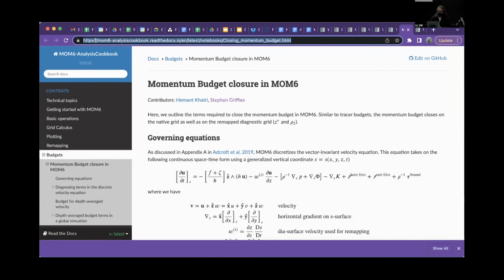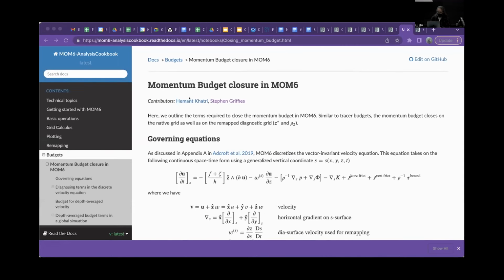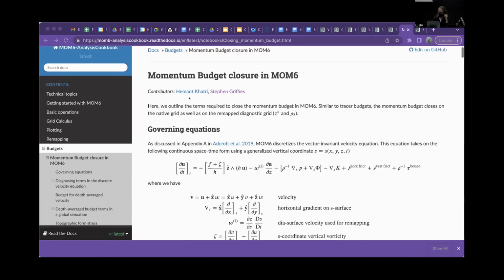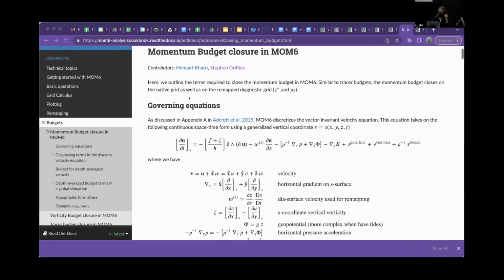Momentum. Let me paste this into the chat. This is another cookbook that Rof has that I helped write with Hemant Khatri, a former postdoc, now at Liverpool. We are interested in the depth integrated vorticity, but to do that, we needed to have the momentum budget terms. And that was something that took a bit of work. These are easier said than done.